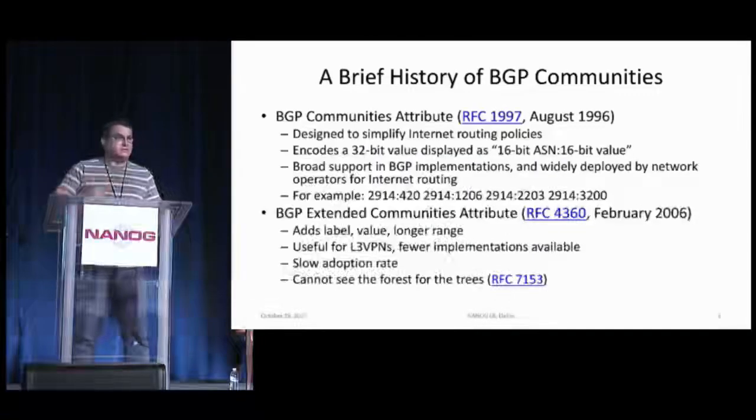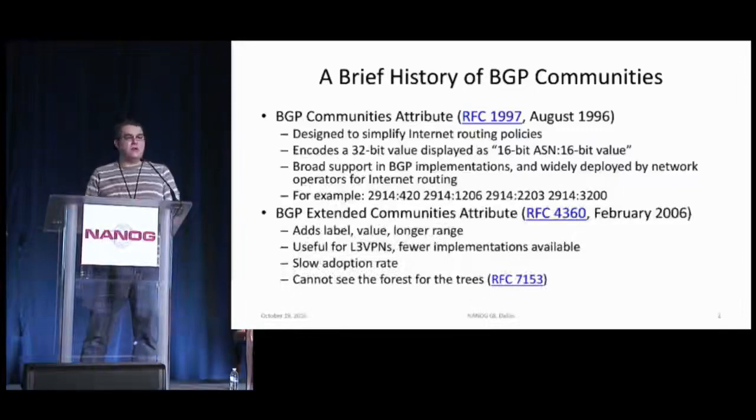Let's look at a brief history of BGP communities and how people are using them. This RFC in 1997 was 20 years old, so it was written in 1996. It was designed initially to simplify internet routing policies. It gives us this community that we use today, which is encoded as a 16-bit ASN with a 16-bit value. There's broad support in implementations. It's widely deployed by network operators and used for day-to-day internet routing.